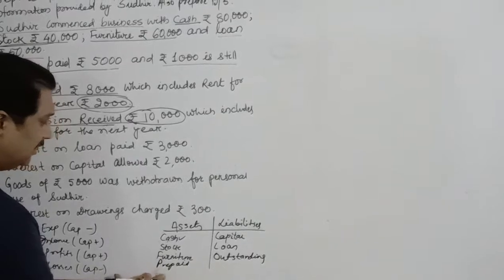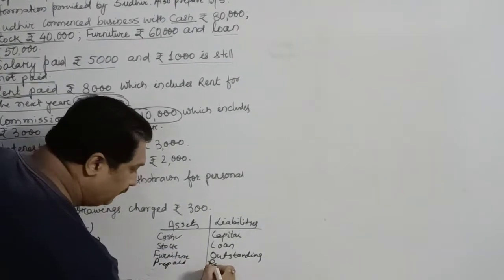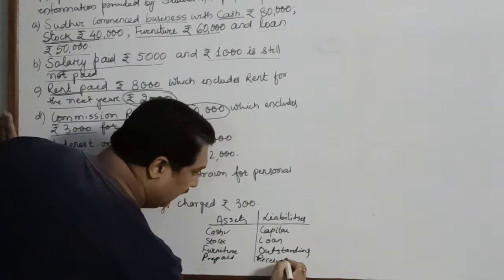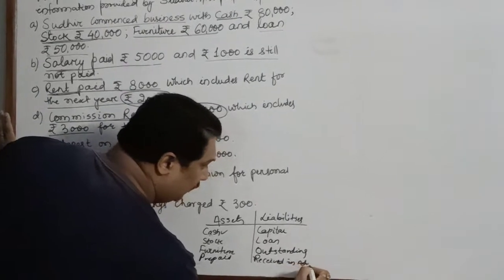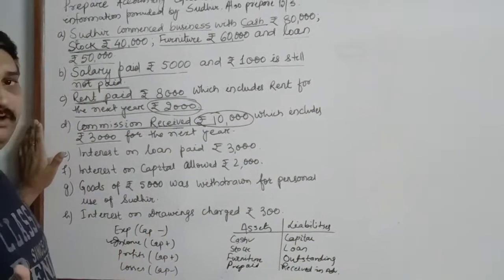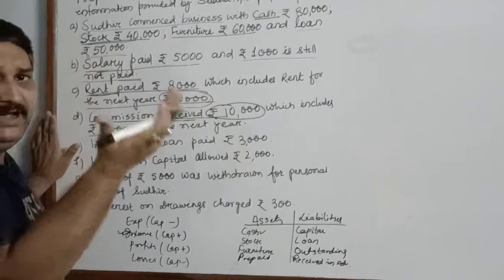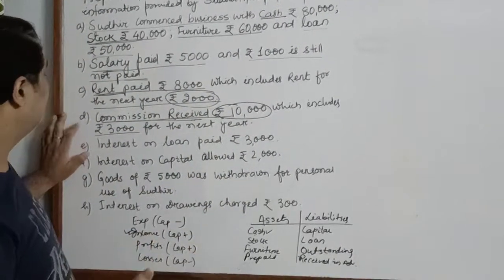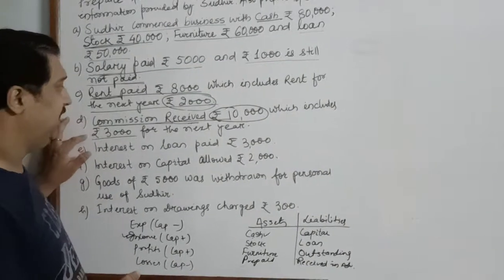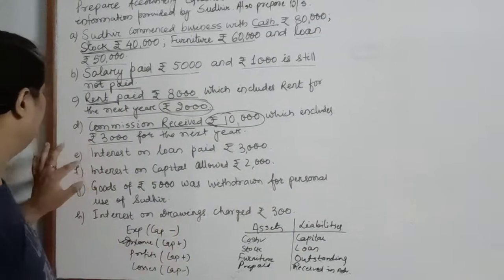Sorry, it is an income received in advance. So it is a liability received in advance. We have not yet provided the service, but we have received the money in advance. So we will have to provide the service in future. So this will be my liability. I will have to provide the service.